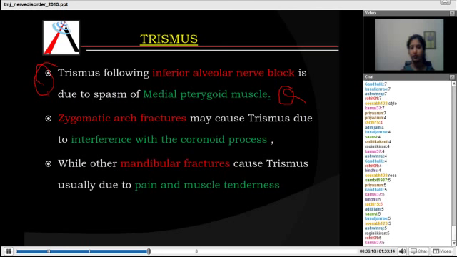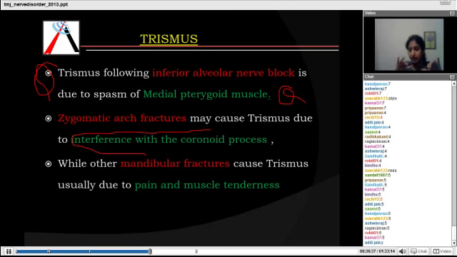A very commonly asked MCQ. You must have come across this. Clear? Next, you may come across trismus in a zygomatic arch fracture. Why? Because of the interference with the coronoid process. When the arch fractures inwards, the coronoid process is interfered with, leading to trismus. Okay?